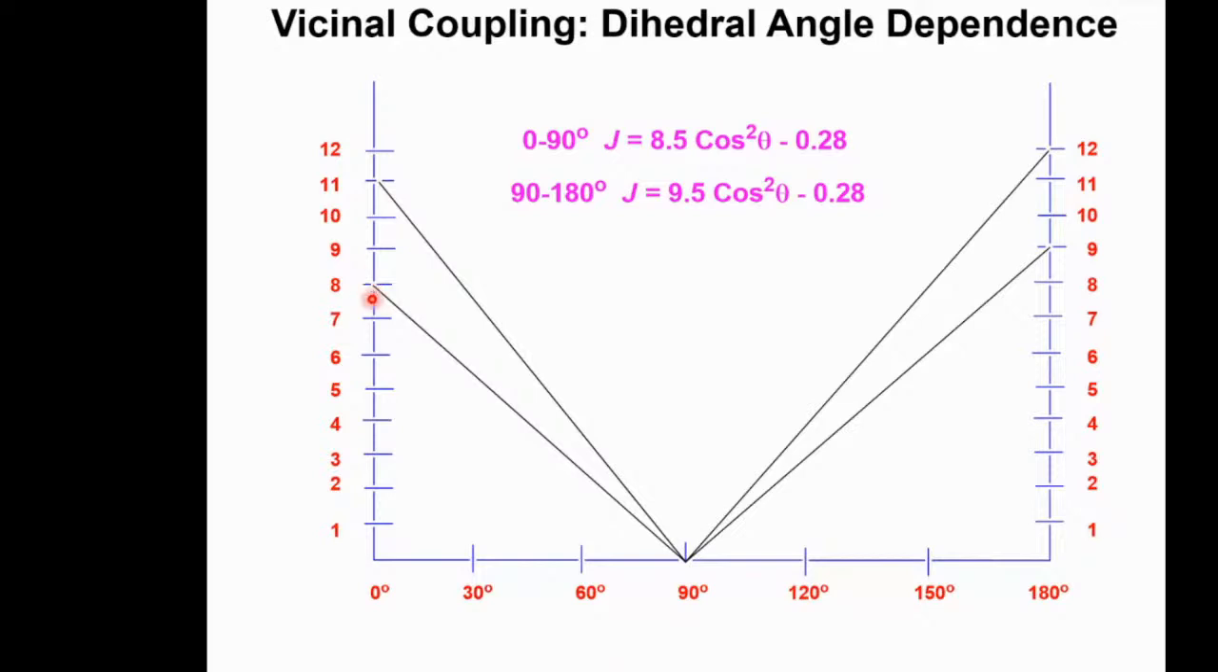If it is 0, the J value would be around 8 to 11. And if the dihedral angle is 90 to 180 degrees, then it is 9.5 cos square theta minus 0.28. And it would be in the range of about 9 to 12. And if it is 90, then the J value will be 0. So in the case of vicinal coupling, the J value could be anywhere between 0 to about 12 hertz.